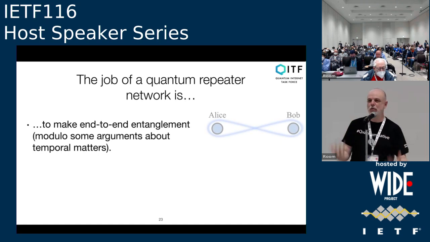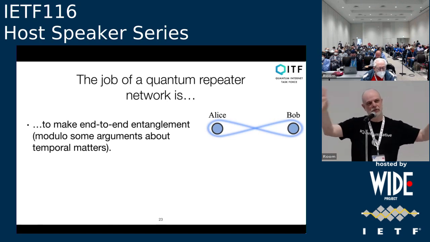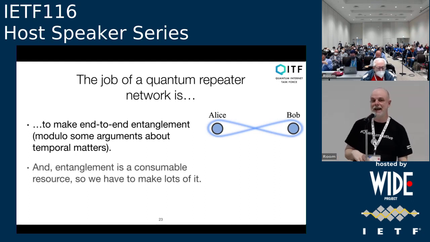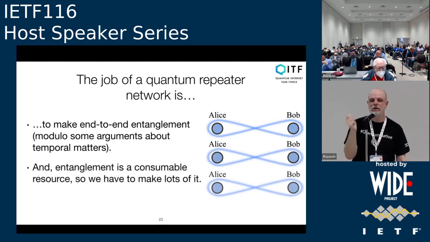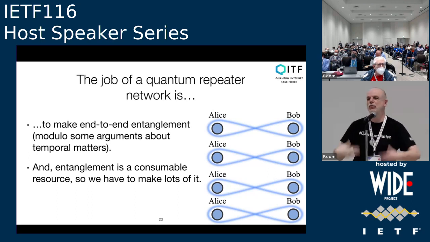So the job of a quantum repeater network is to make end-to-end entanglement between a pair of nodes, modulo some arguments about relative timing sorts of things. Next slide. And because this quantum entanglement is a consumable resource, the job of the network is to make lots and lots of it, to keep repeating, because you're using it as a resource while you're executing distributed computations.